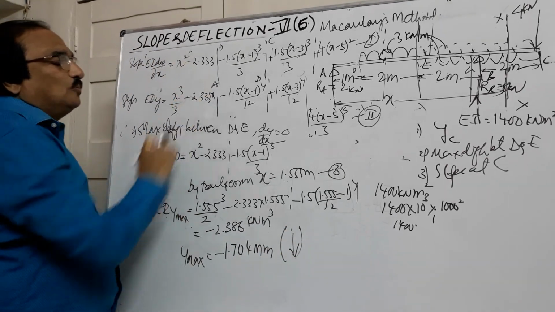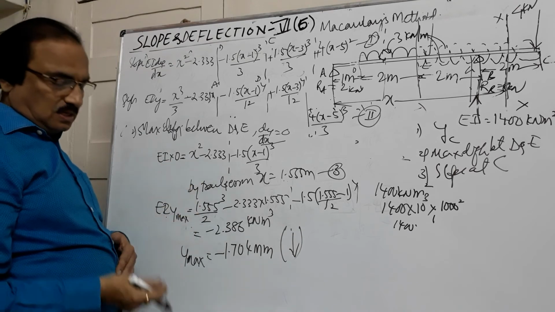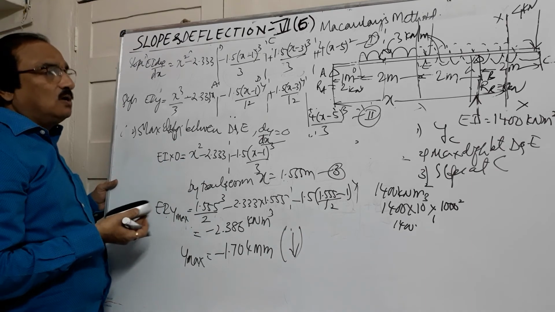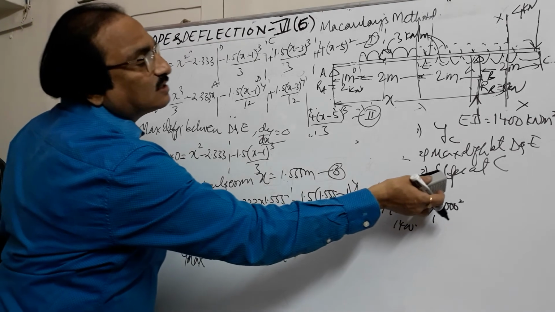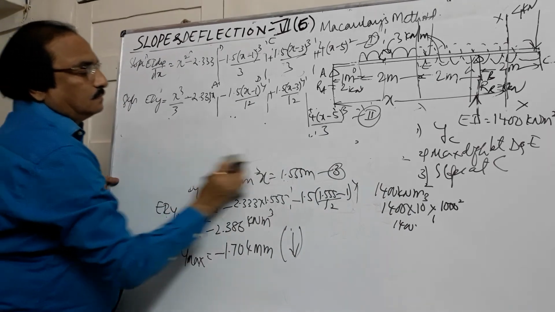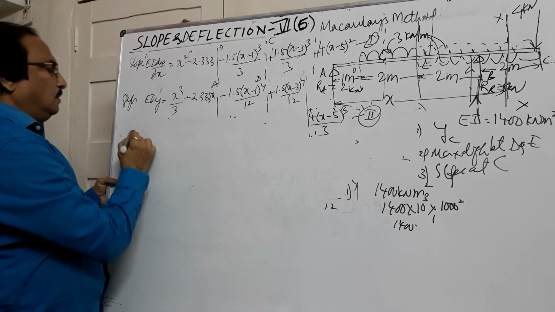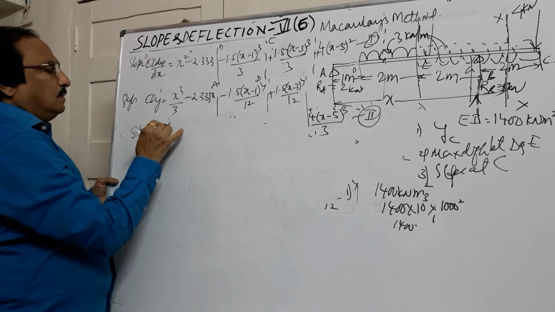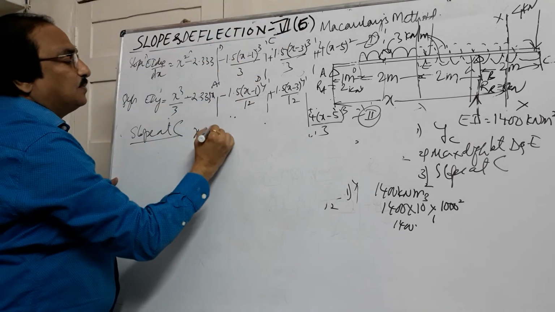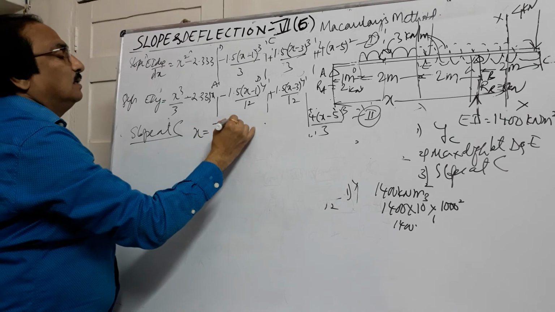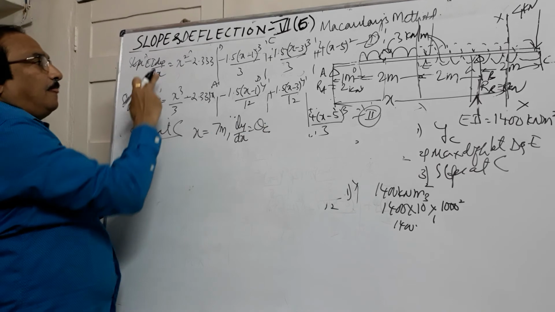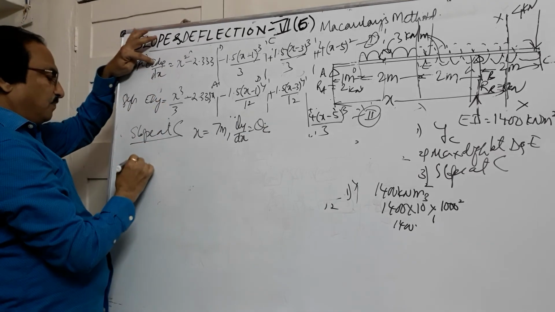Like this, once you know the slope and deflection equation, you go on substituting the distances where you want to find out the deflection or the slope. Another asked is slope at C. That means when x is equal to C, C is the last point, 7 meters, dy by dx is equal to theta C. So let us substitute here the value.